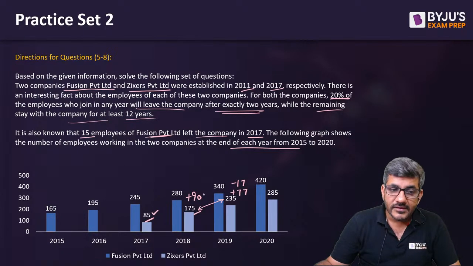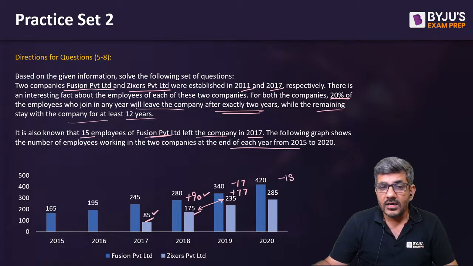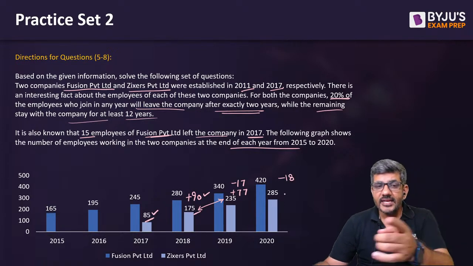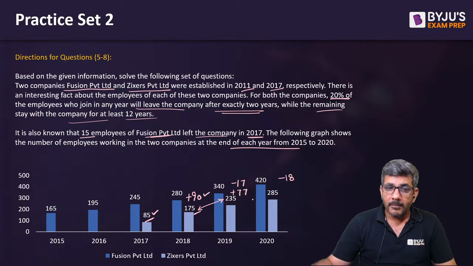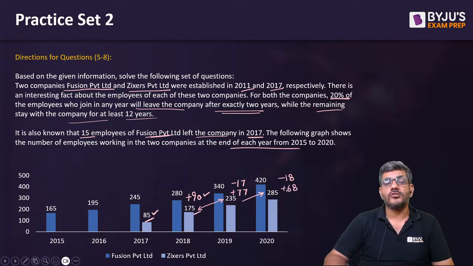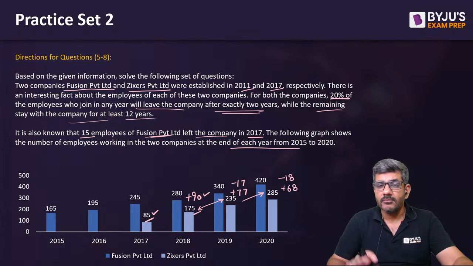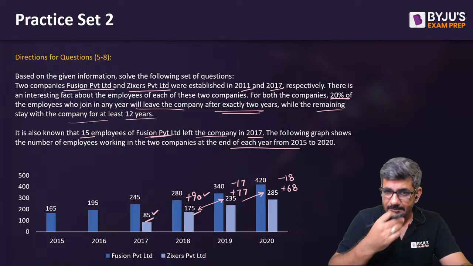Similarly, out of these 90 people, 20% that is 18 would leave over here. And if 18 people would leave over here, but still I see there is an increase of 50 in the workforce, that means 68 people must have joined the workforce here. Tell me, has all of this been understood by all of you? Is this clear to all?